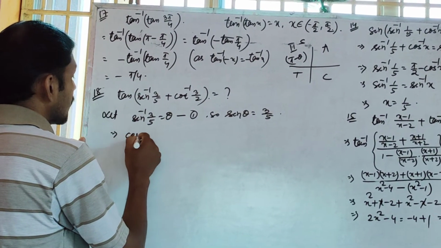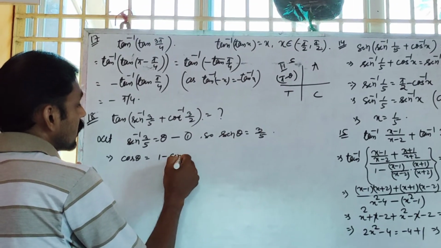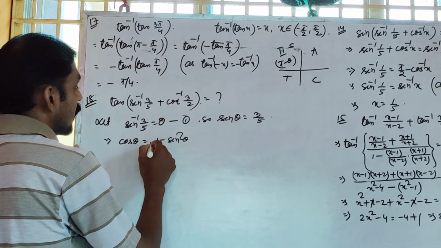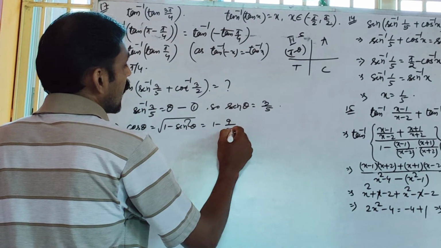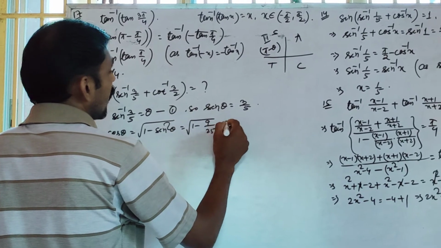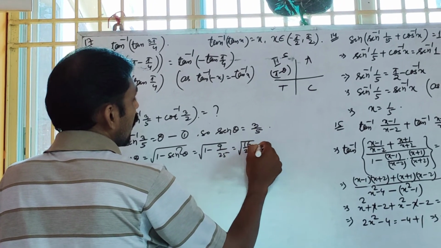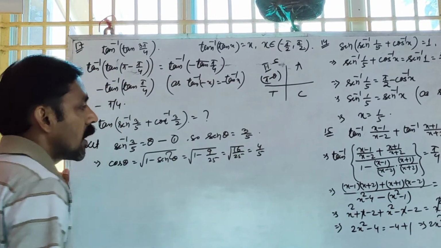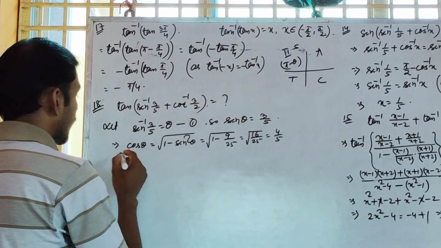This implies cos theta is root over 1 minus sin square theta. So it is 1 minus 9 by 25, whole root over, so it is 16 by 25, whole root over. That is 4 by 5. So cos theta is 4 by 5. Sin theta is 3 by 5.